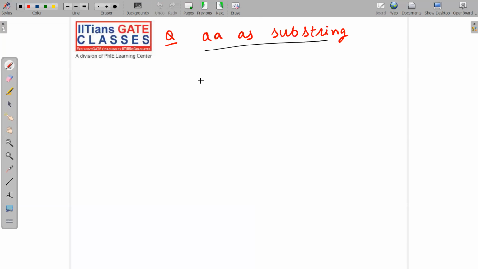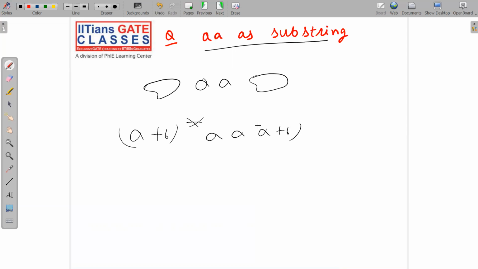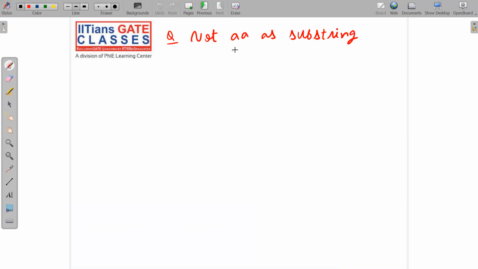Double A as substring. Again, very, very simple. Double A, keep anything here, keep anything here: A plus B whole star, A plus B whole star. This is double A as substring. Now, not double A as substring. This is interesting. Not double A as substring means double A should not come as a substring.